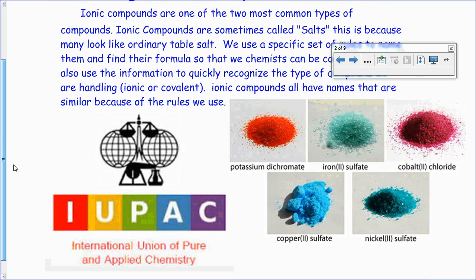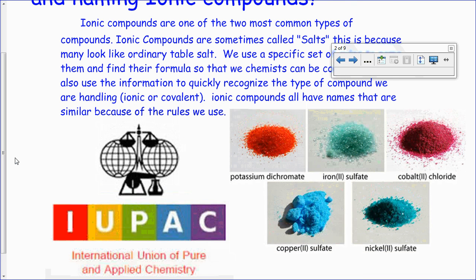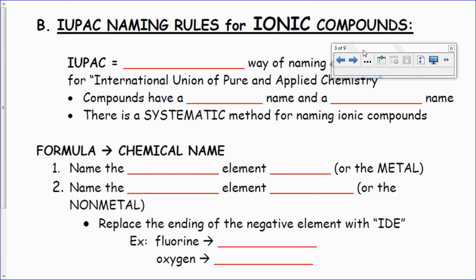You can see here in these examples that I've got here that there's a system. You know, we put one element first and the other element second. Sometimes there's Roman numerals and parentheses. These five examples are for transition metal salts, which make really awesome colored ions and solutions. So we'll see some of that firsthand ourselves later on.